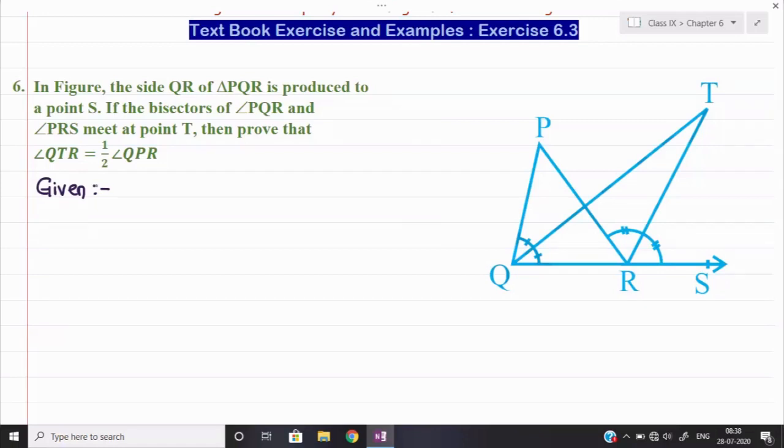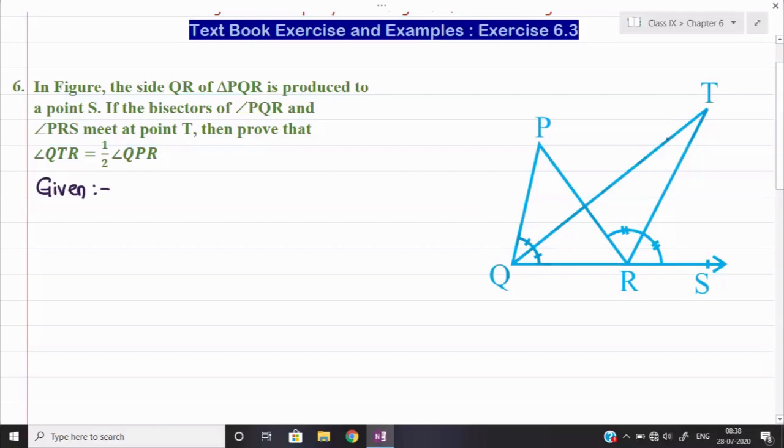Okay, then we have to show that angle QTR, in short we can say it is angle T, and angle T will be half of angle QPR, meaning angle P. These two angles' relation we have to prove. This is angle P and this one is angle T. Okay, so angle T will be half of angle P, that we have to show here.